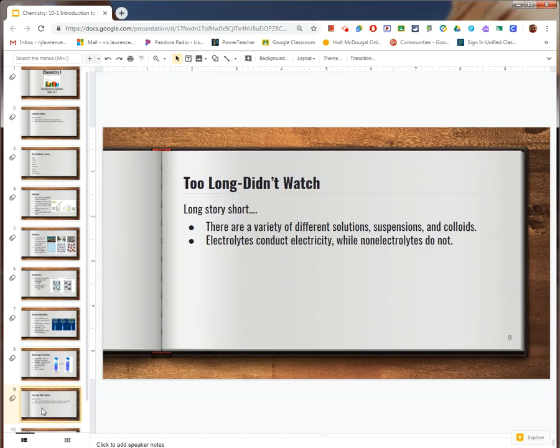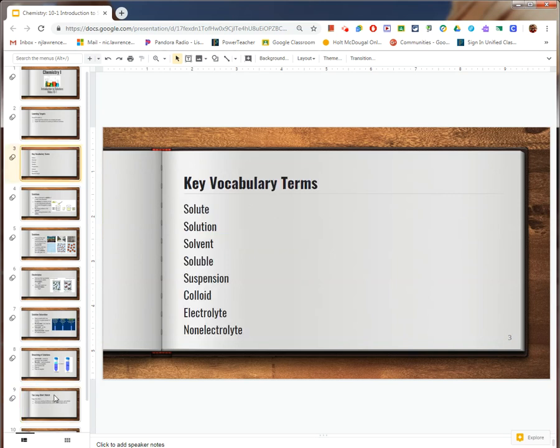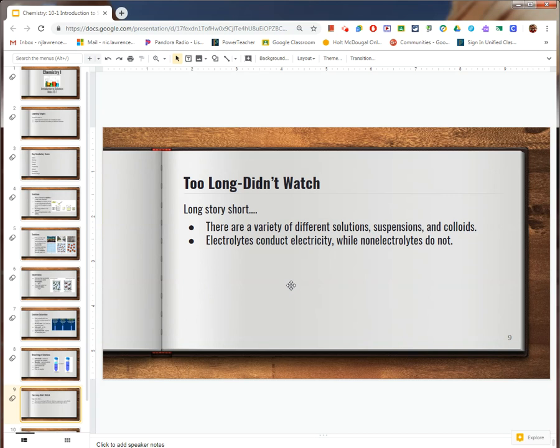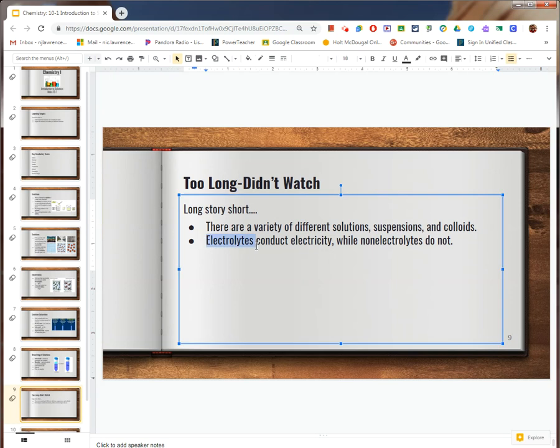So really this was a short, sweet video just to get you used to the ideas of solutions, get you thinking about it, some definitions, some key terms. As we talk about this and start doing the math, it's key that you do understand these terms. So again, long story short, there's a variety of different solutions, suspensions and colloids out there. And the other major idea here is electrolytes can conduct electricity while non-electrolytes do not. And again, an electrolyte is just ions in a solution. Non-electrolytes are molecules in solution.